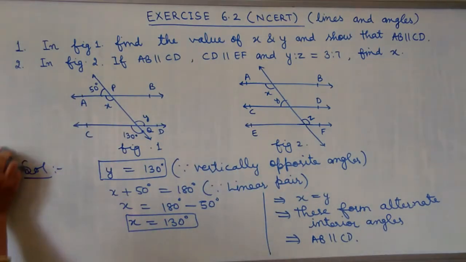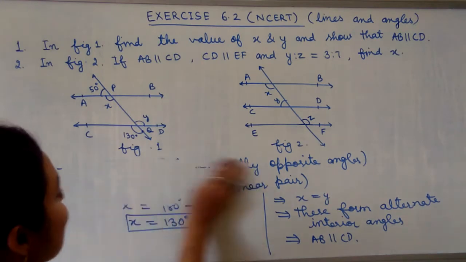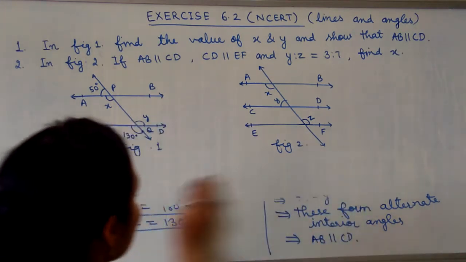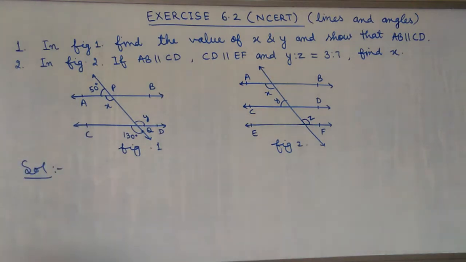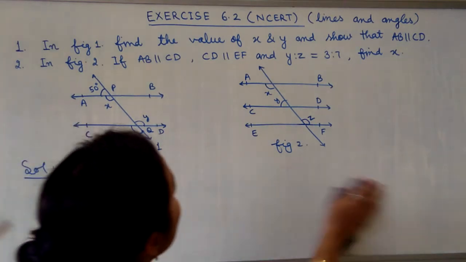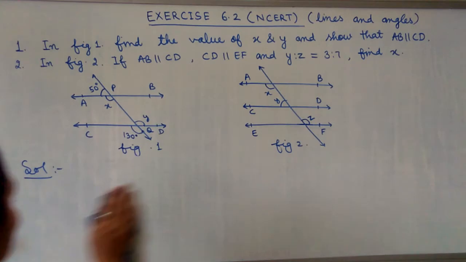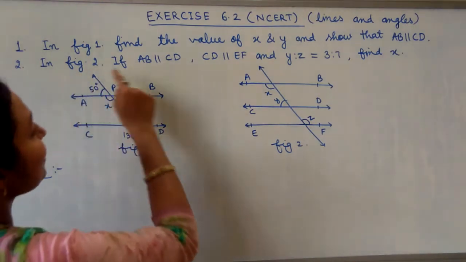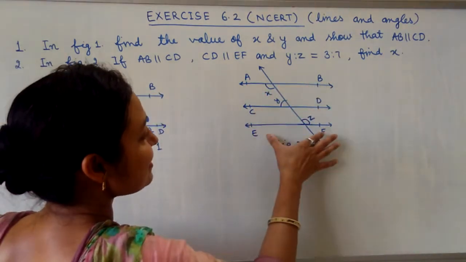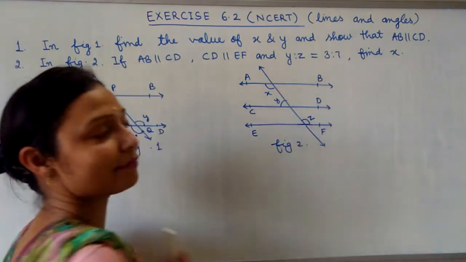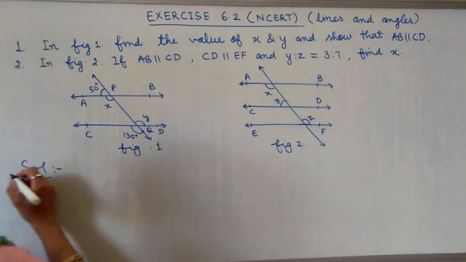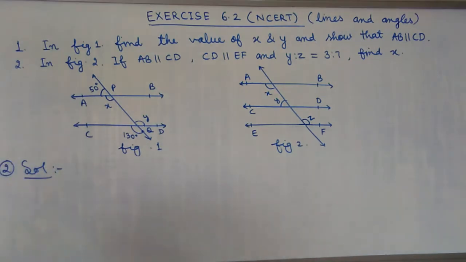Now come to the second question. How can you solve it? In this question you have to find out the value of x. In figure 2, AB is parallel to CD and CD is parallel to EF. The ratio of y and z is given and you have to find the value of x. How can you find the value of x? I will write down the solution.